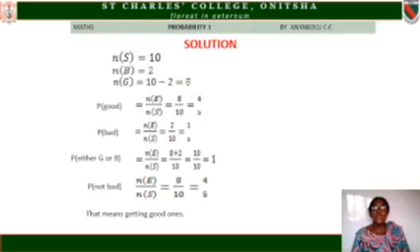Probability of getting a good one: n(E) over n(S), that's 8 over 10, simplified to 4 over 5. P(bad) equals n(E) over n(S) equals 2 over 10 equals 1 over 5. Probability of either G or B equals 8 plus 2, which is bad, over the total. That is 10 over 10 equals 1. Probability of not bad, n(E) over n(S) equals 8 over 10, simplified to 4 over 5. That means getting good ones.